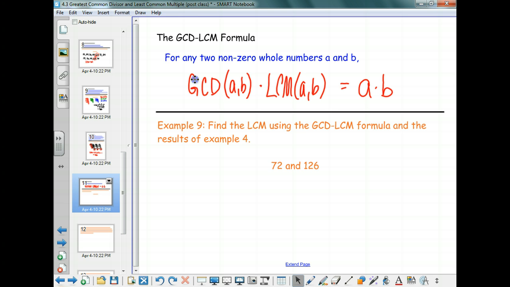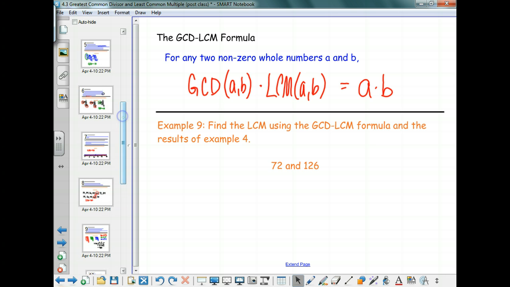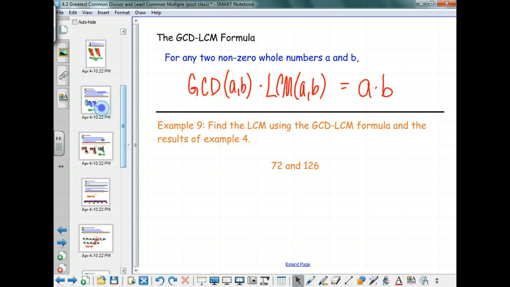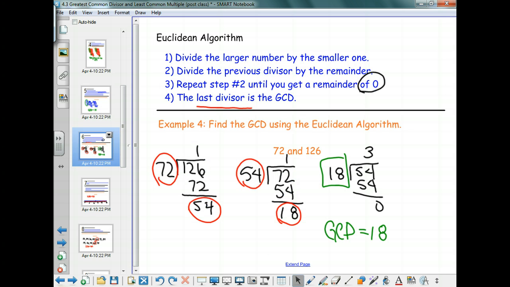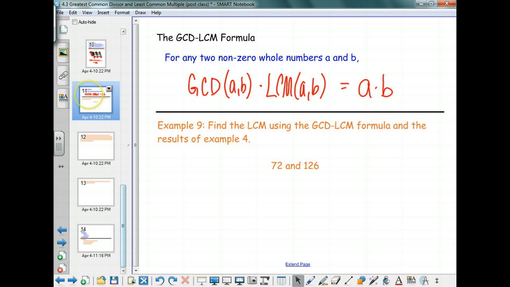Okay, so example 9 tells us that we're going to find the least common multiple, but we're going to do it using the greatest common divisor, least common multiple formula, this one up here, and the results from example 4. So example 4 was the Euclidean algorithm that we did, very first thing up here. We found out that the greatest common divisor of 72 and 126 was 18. So we know from this that the greatest common divisor is 18.